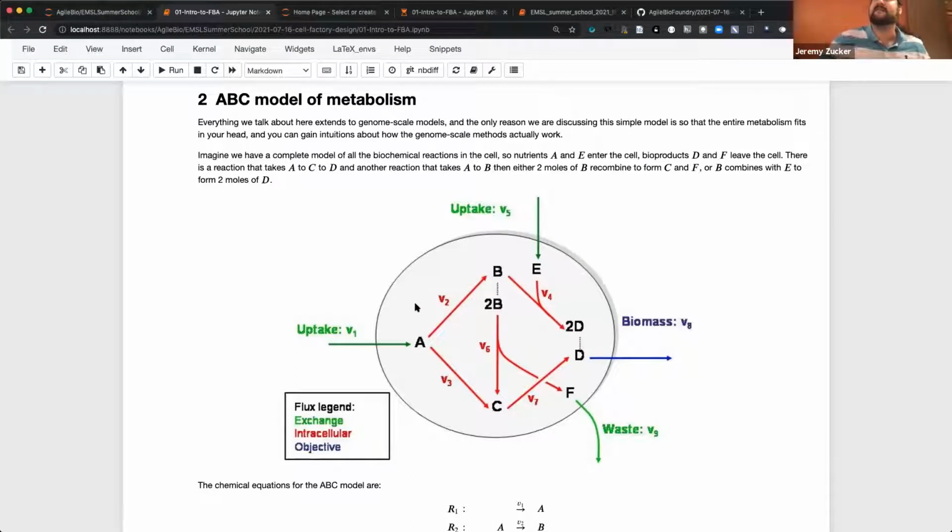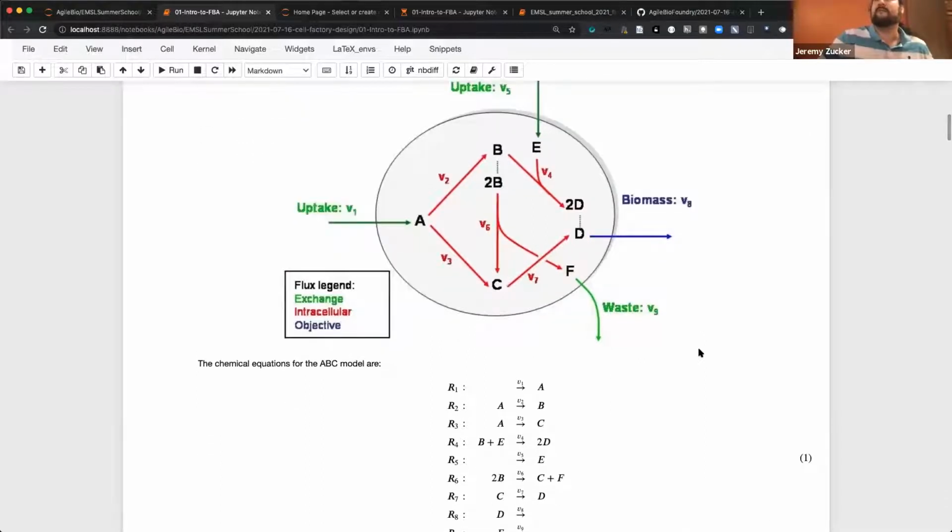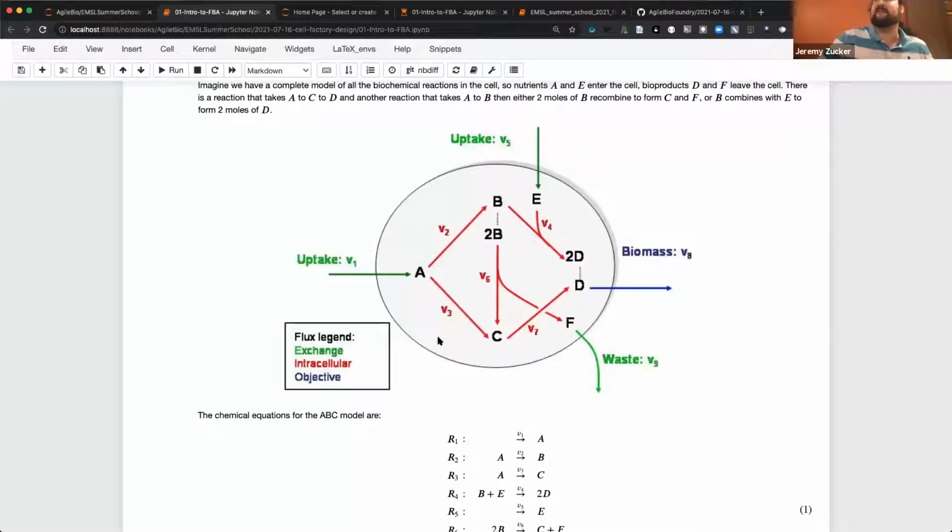So nutrients A and E enter the cell, and bioproducts D and F leave the cell. There's a reaction that takes A to C, then C to D, and another reaction that takes A to B. And then either 2 moles of B recombine to form C and F, or B combines with E to form 2 moles of D, okay? So this is the diagram notation for this model.